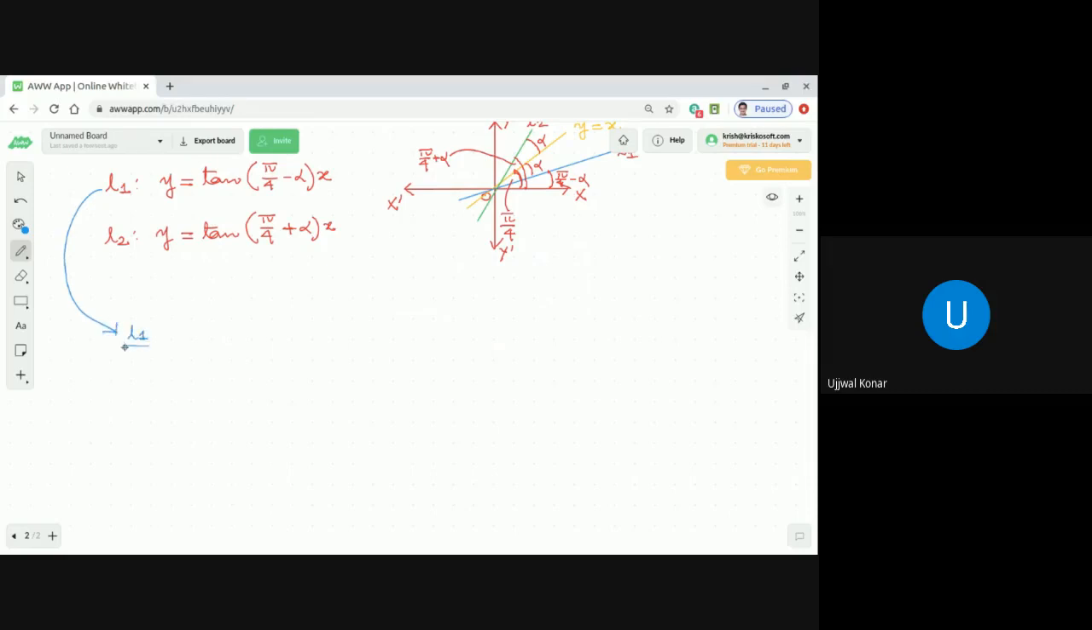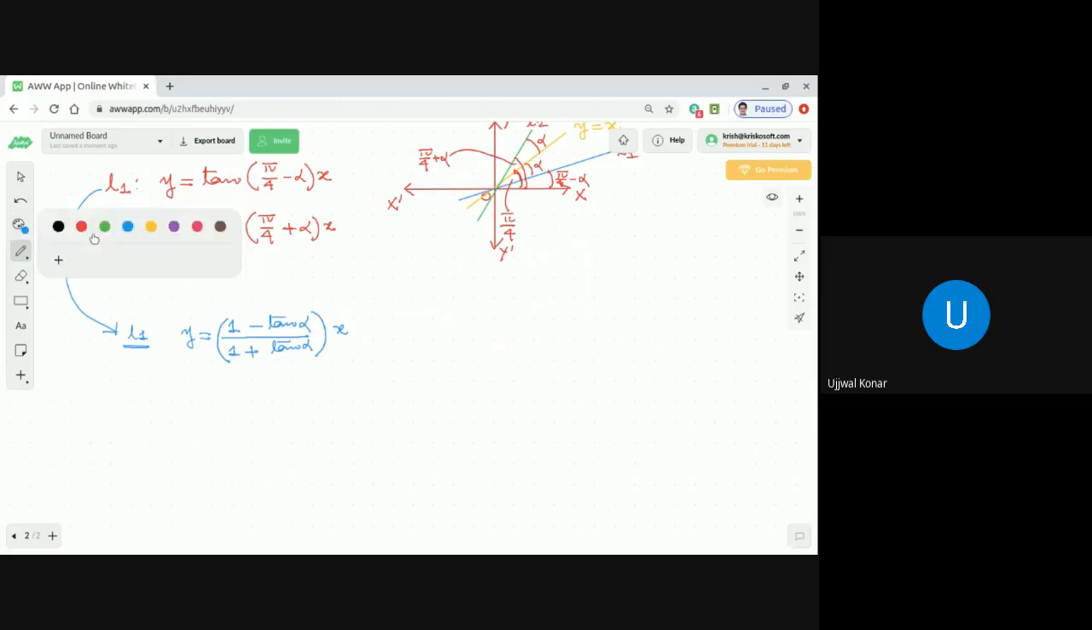So for L1 we are going to get y is equal to tan of a minus b, that is equal to tan a minus tan b by 1 plus tan a tan b. So tan of pi by 4, that means 1, minus tan b, that is tan alpha, divided by 1 plus tan a into tan b. Tan a means what? Tan pi by 4 is 1, into tan alpha. So 1 plus tan alpha. So y is equal to this into x. So this is the equation of L1.